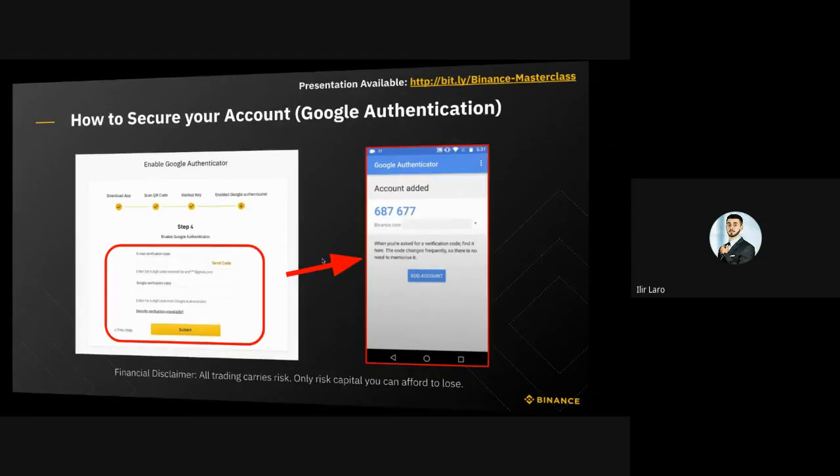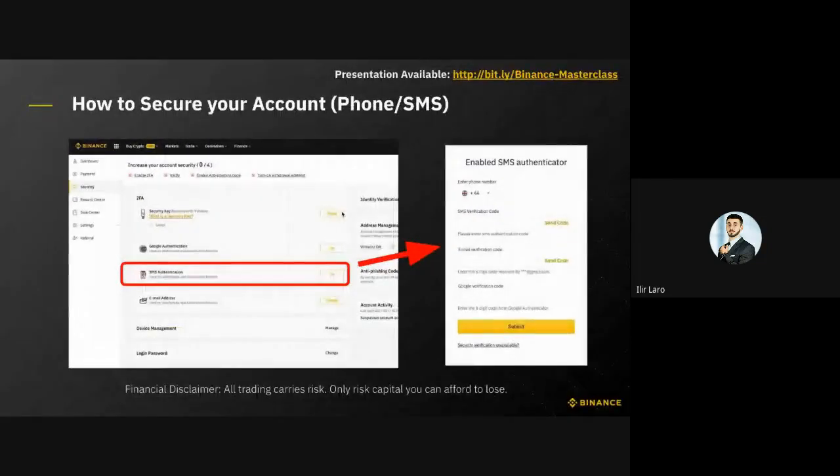The next step after this is to secure your account using phone or SMS. This is pretty simple. You click on it, and you'll be given a pop-up which allows you to enter your phone number. Similar to the previous step, you click on send code, and it will send a code to your phone number. Again, it's 6 digits long. At the same time, you have to do the same thing with the email verification and the Google verification.